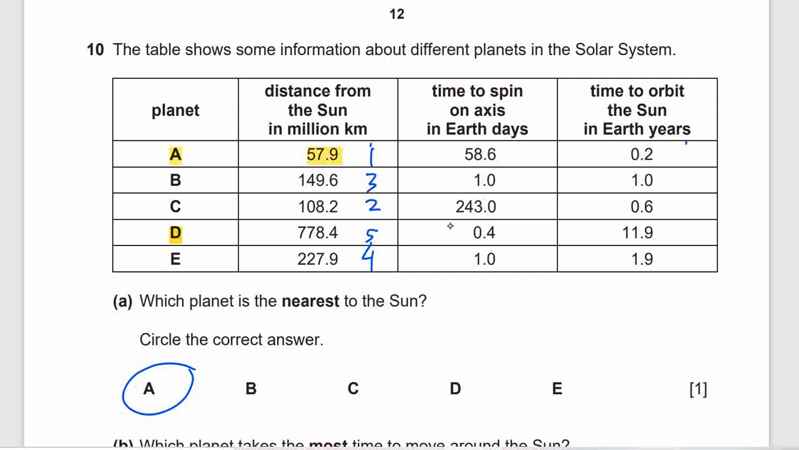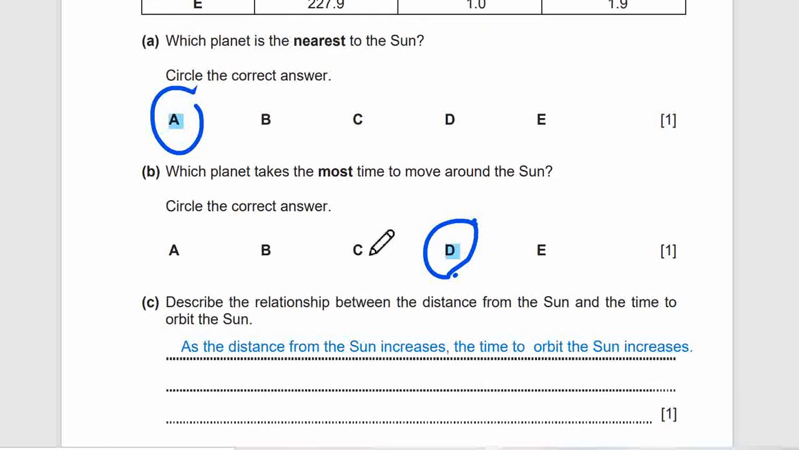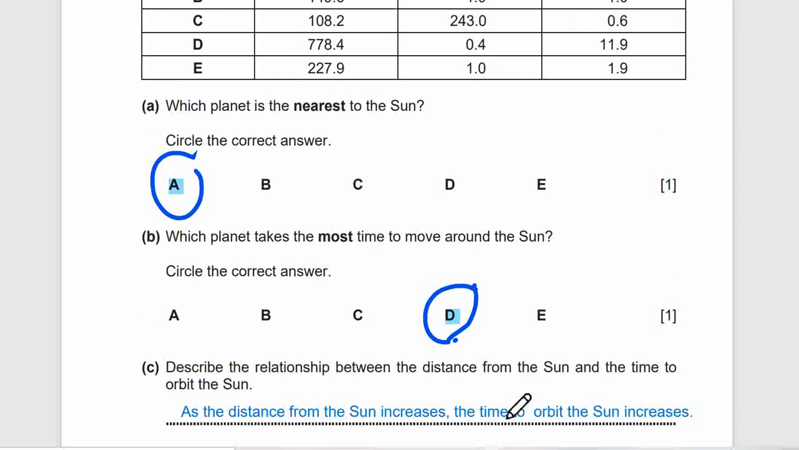the nearest will have 0.2. This is the least time. And number 2 is 0.6, so it is matching. Number 3 is 1, and number 4 is 1.9. Planet E with this distance has 1.9 years to orbit the sun, and the last is the same. So the numbers are the same, then we can conclude that as distance from the sun increases, the time to orbit the sun also increases.